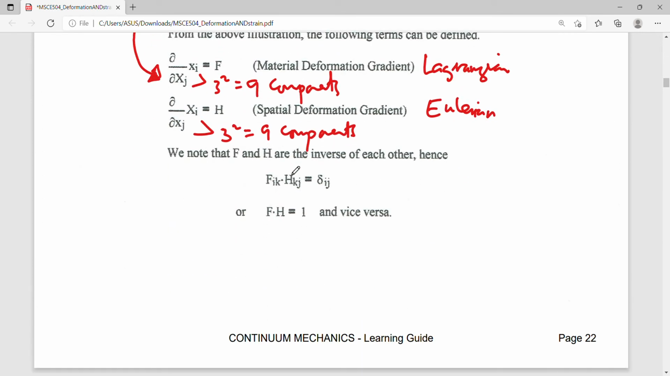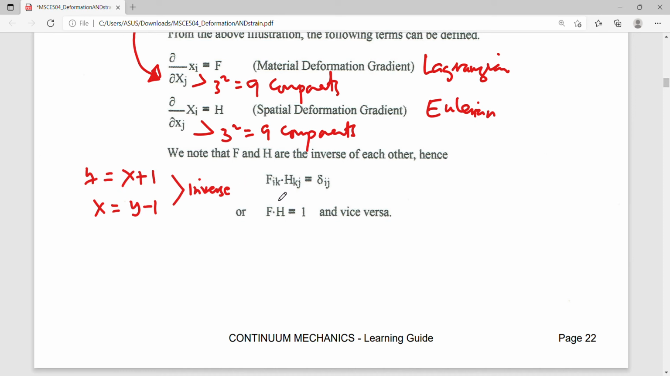So we note that f and h are the inverse of each other. So they are just like saying if y is equal to x plus 1, then x is equal to y minus 1. So these two equations here are simply the inverse of each other. Okay, so f and h are just inverse.